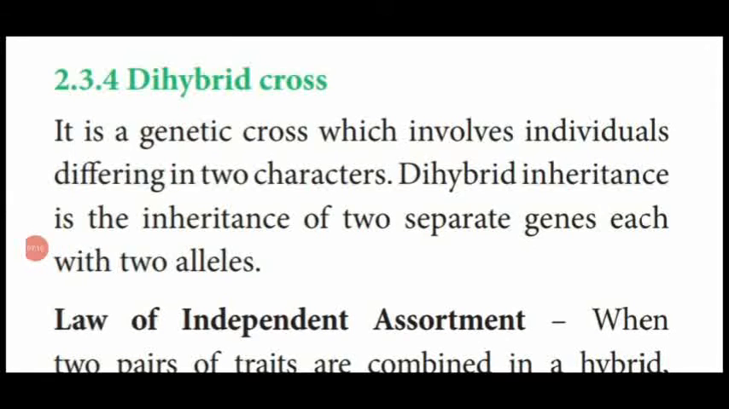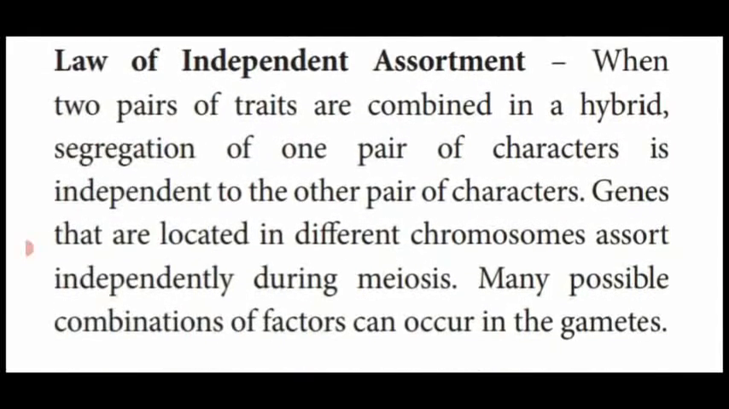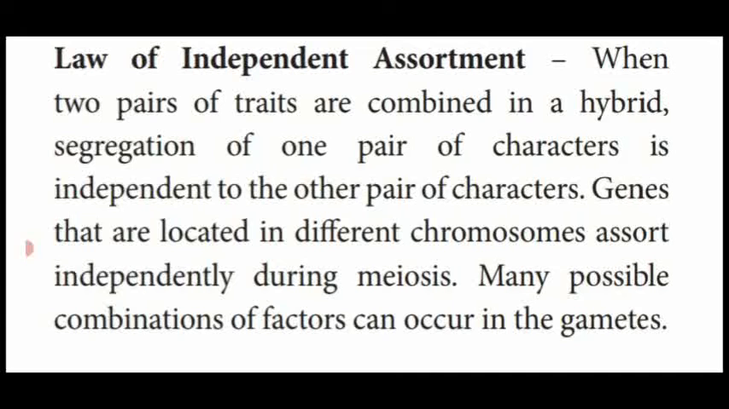Dear students, now we are entering into the topic, that is dihybrid cross. In this genetical cross, Mendel has used two individual different characters, each character having the gene with a pair of alleles. So this dihybrid cross proves the other law of Mendel, that is law of independent assortment.